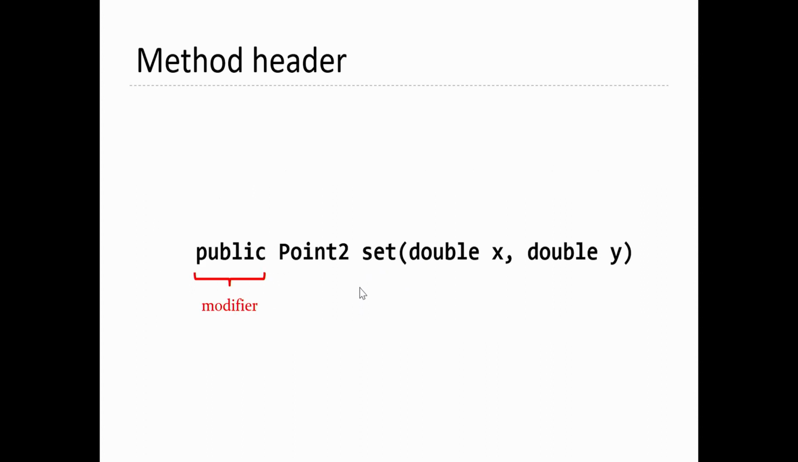Okay, so what does our set method header look like? So there's the set method. The header is the entire line. The stuff in the front, those are the modifiers. So in this case, we have one modifier, public. That means anybody can use the method. Then there's a return type. In this case, the return type for this method is a point2 reference. Then there's a name. And then there's the parameter list.